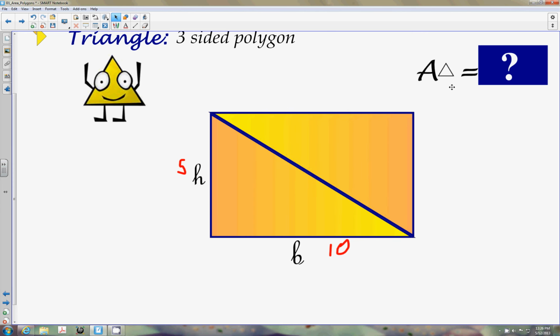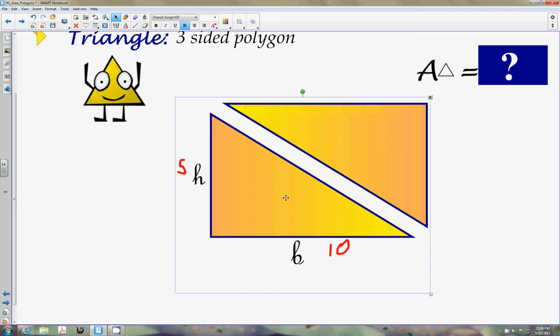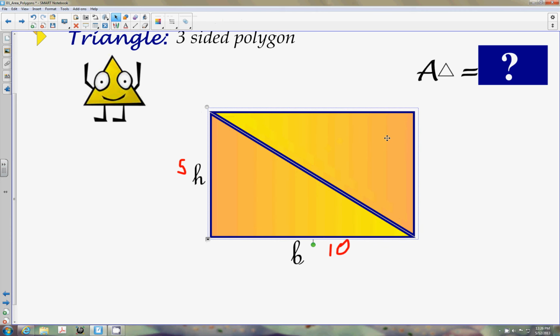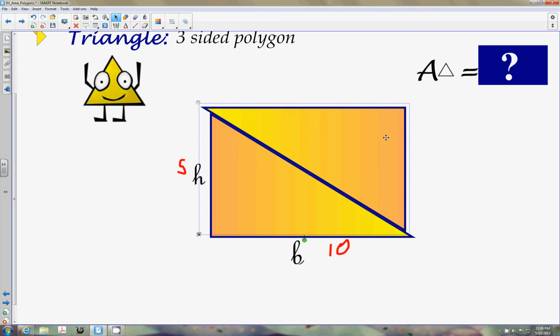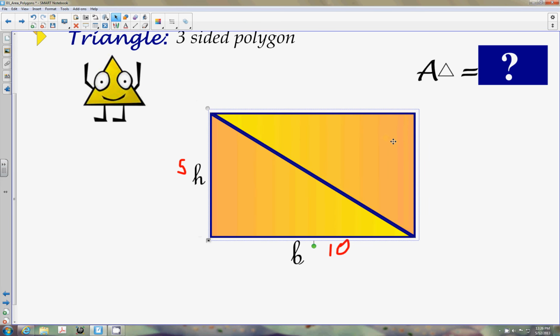I'll help you. The area of this triangle right here is made from the area of the rectangle, base times height. But it's not the whole thing. So I have base times height and I want to fix it. What do I have to do? I want you guys to think about that. Write down your ideas on your sheet, and we'll see if they work tomorrow.